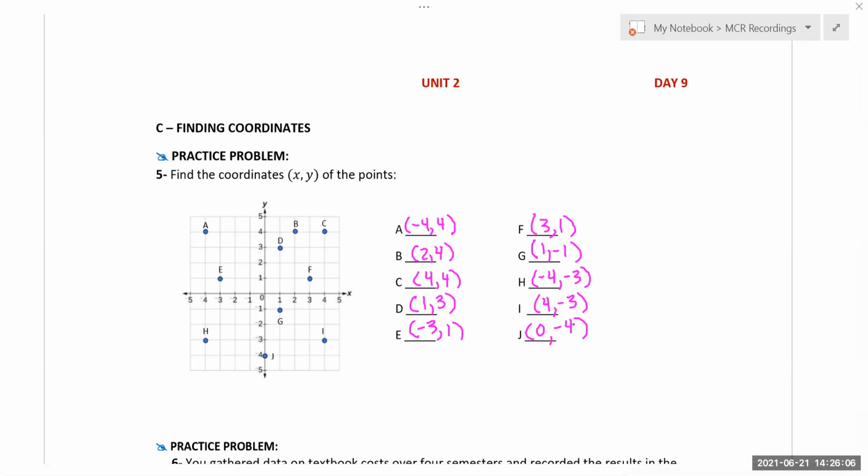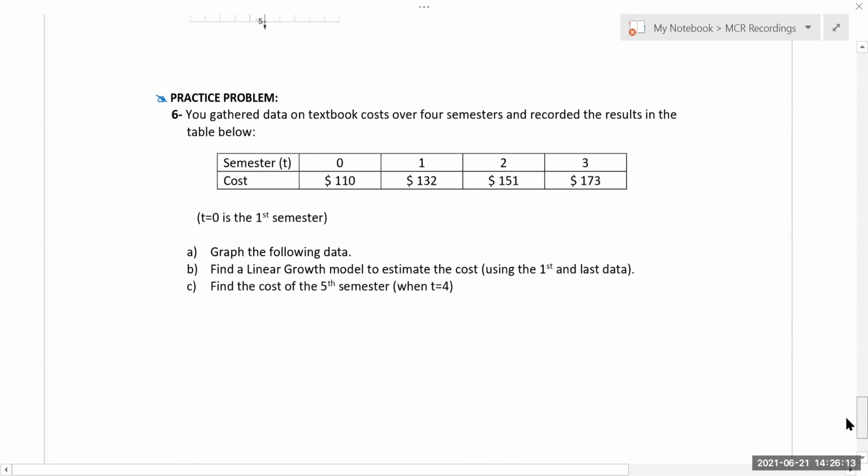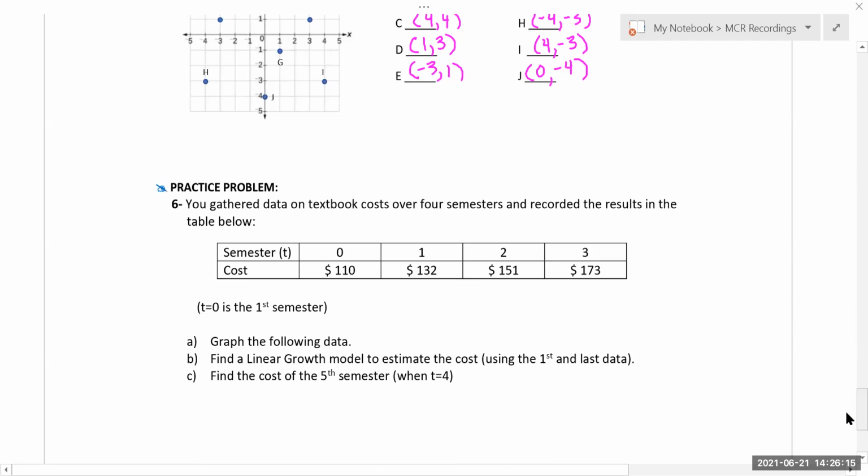All right, so to get into a couple of the practice problems for today, let me scroll down. You've got data on textbook costs. So putting this into perspective for 4 semesters. The semesters are going to be basically your x-axis, 0, 1, 2, 3. And the cost is your y-axis, the 110, the 131, the 151, and the 173. So T0 is the first semester, T1, T2, T3, but 4 semesters total.